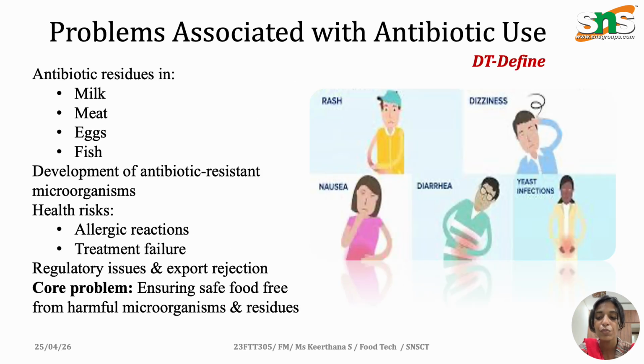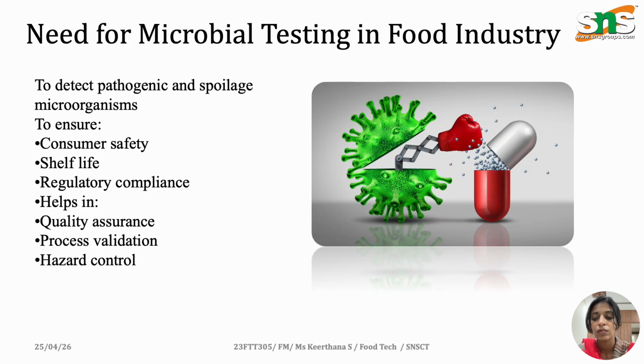Now, the major problems. Antibiotic residues can be present in milk, meat, eggs, and also fish. This might lead to development of resistant microorganisms, allergic reactions in consumers, failure of medical treatments, and export rejection due to regulation. So the biggest challenge over here is ensuring that the food is safe and residue free.